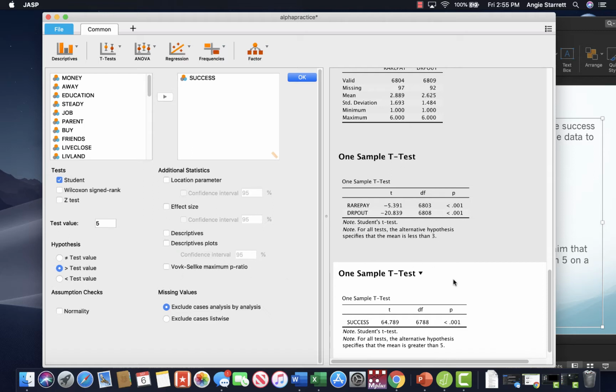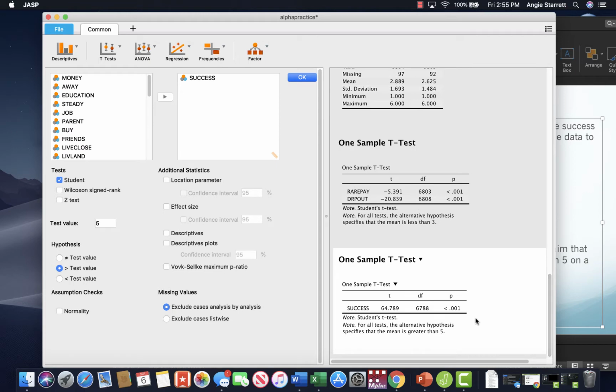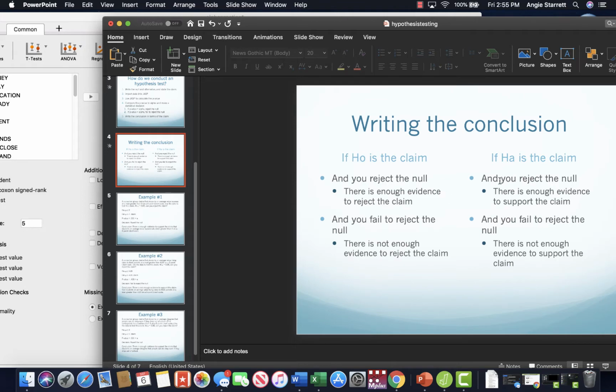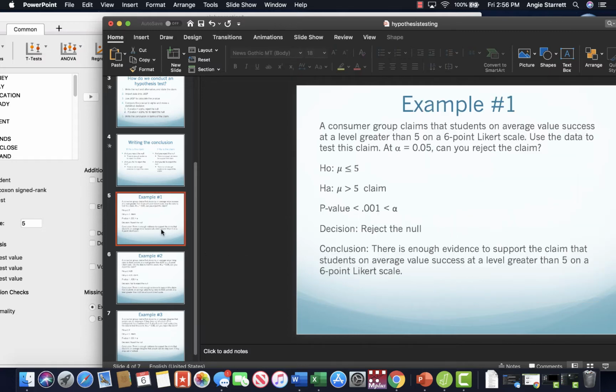Our p-value here is less than 0.001. So we'd go back over here. Our p-value is less than 0.001, so we reject alpha. It is less than alpha, so we reject the null. So what do we say here? We reject the null. The alternative is the claim. So we are rejecting the null when the alternative is the claim, so there is enough evidence to support the claim.